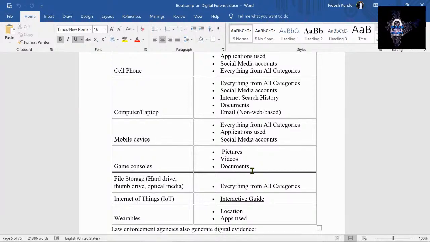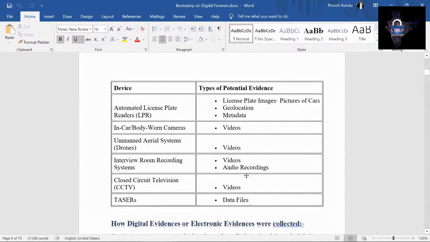Law enforcement agencies also generate digital evidence. A few of the other devices are the automated license plate readers, that is LPRs. The potential evidence is license plate images, pictures of the car, geolocations, and metadata. Body worn cameras give videos. Unmanned aerial vehicles, that is drones, give videos. Interview room recordings give audio and video recordings. Closed circuit televisions, the CCTV, give videos and data files.